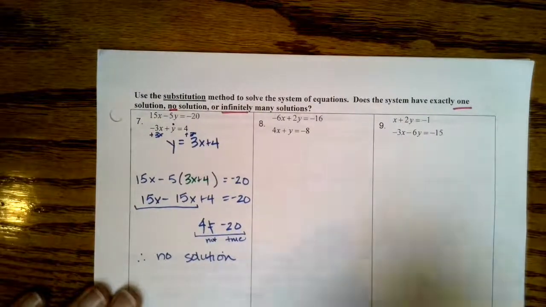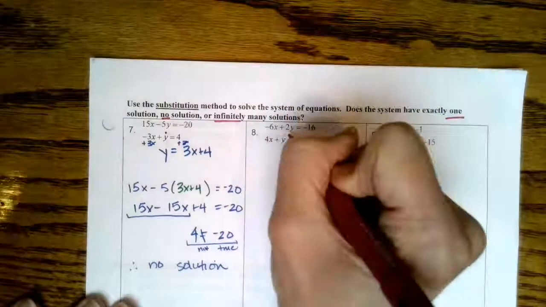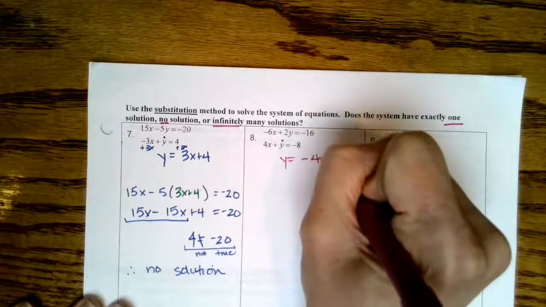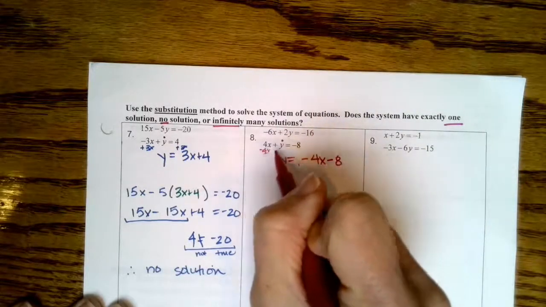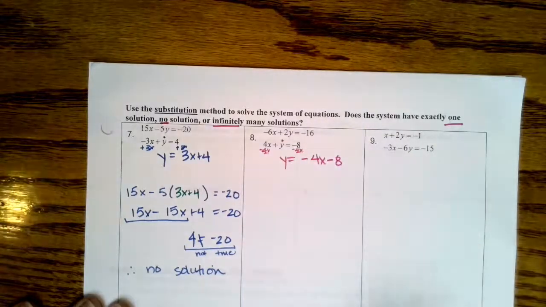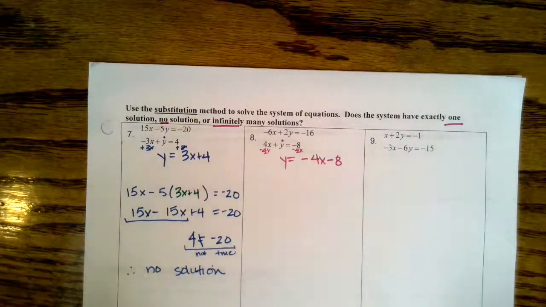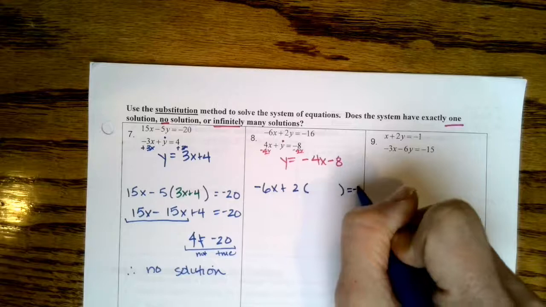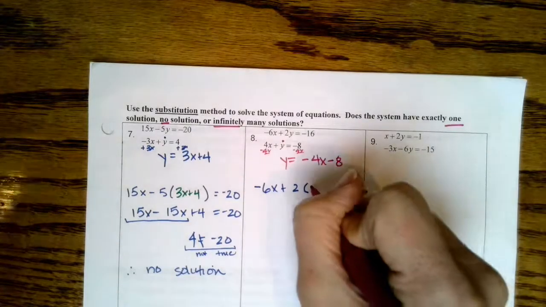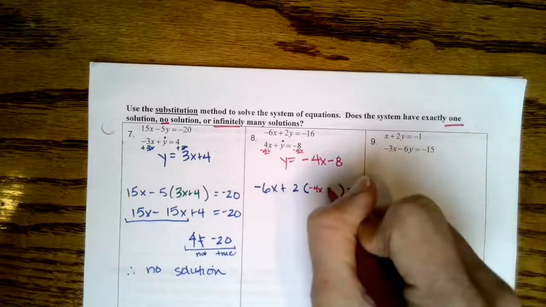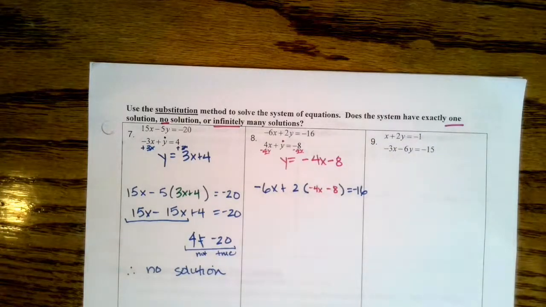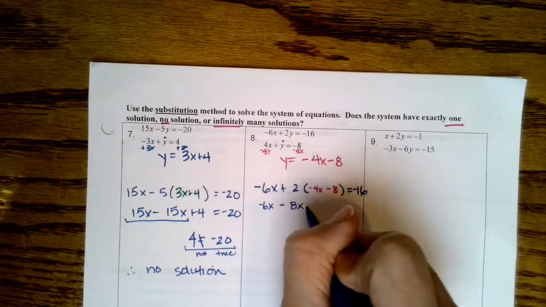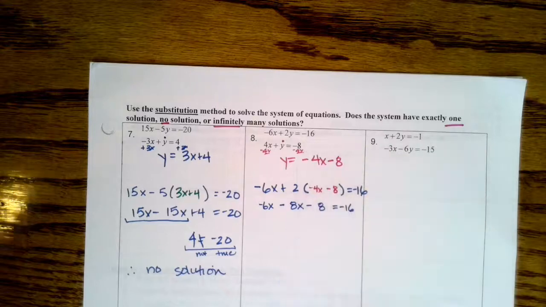All right, substitution it says. So substitution will do. We'll solve for this y. So this y is equal to negative 4x minus 8. I went ahead and subtracted 4x from each side. So I'll go to my equation, and I have negative 6x plus 2 times my value for y is negative 16. I'll go ahead and put my negative 4x minus 8 in for that, which gives me negative 6x, and then I have minus 8x minus 8 is equal to negative 16.